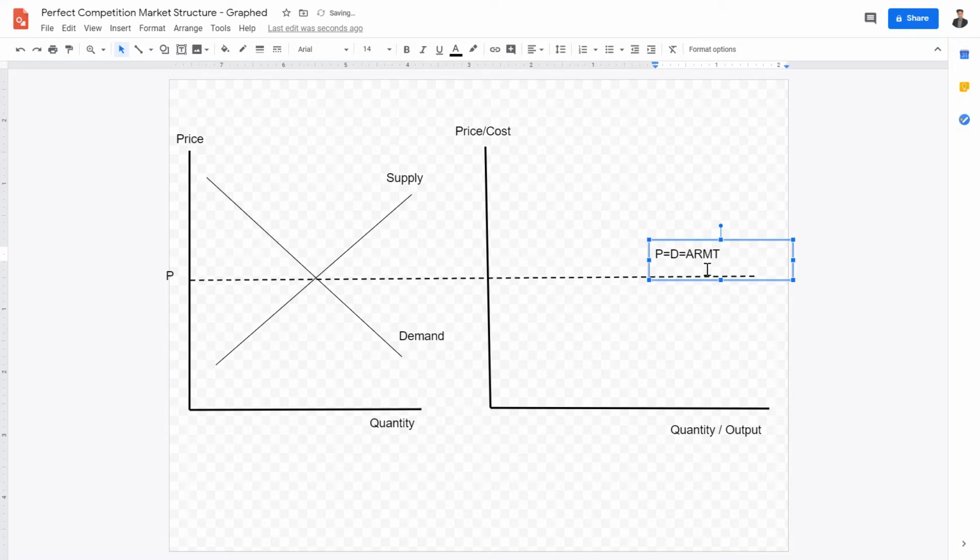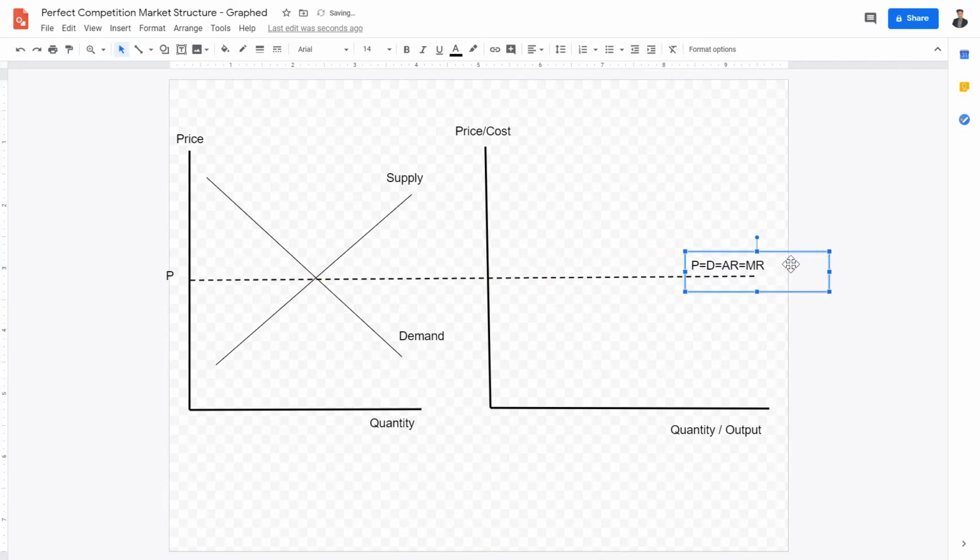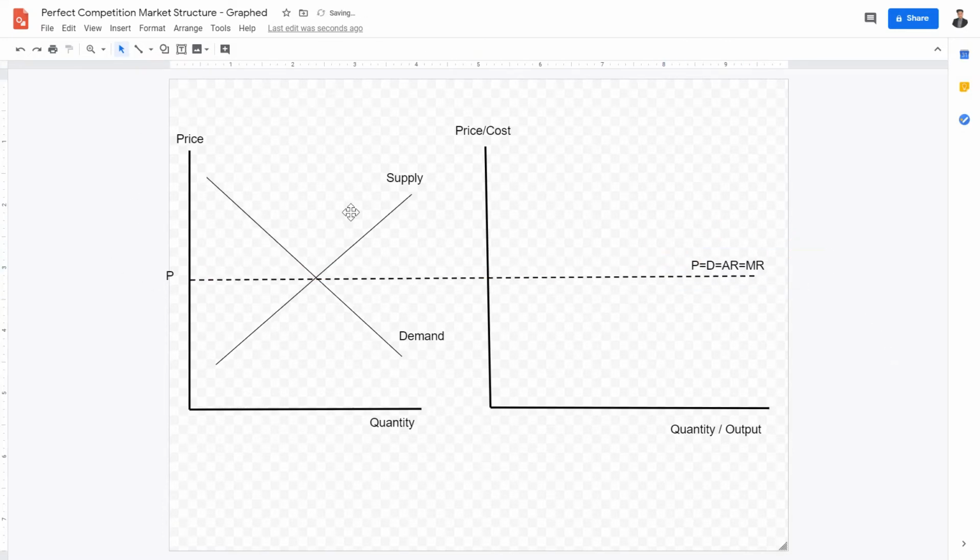It is also equal to average revenue. It is also equal to marginal revenue. So there you go. This is the line that we directly gain from the free market equilibrium diagram, and what it directly means when we translate it to the perfectly competitive market graph.